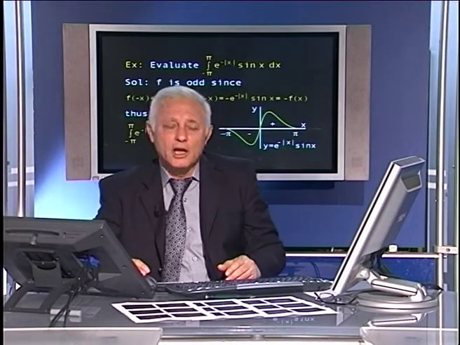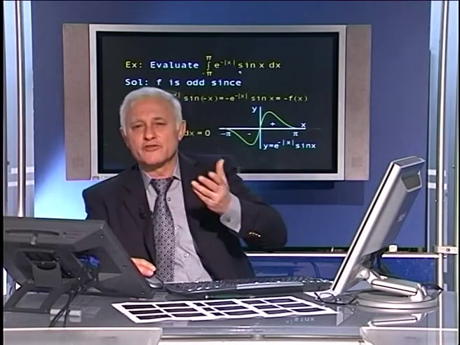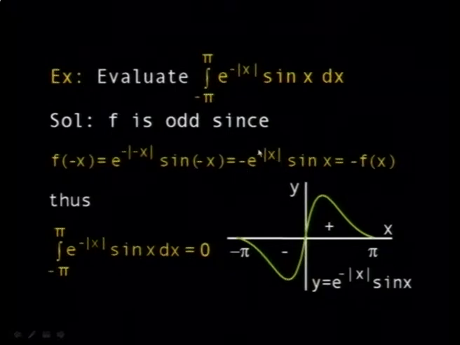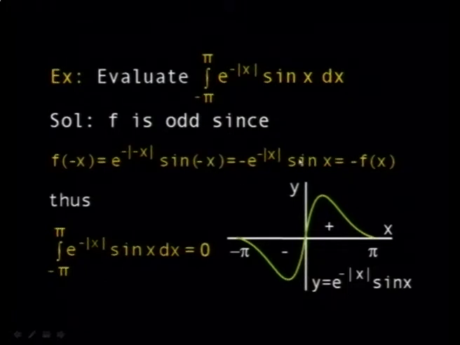So here, for example, this function is odd. How would you know that? All you have to do is substitute minus x for x. For example, here f of minus x is equal to what? e to the minus modulus of minus x, times sine of minus x. But then the modulus of minus x is the same as the modulus of x, and you keep the same sign here. But sine of minus x, we saw this before, is equal to minus the sine of x. So what you get here is the negative value of the function.